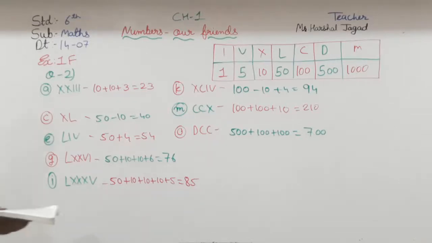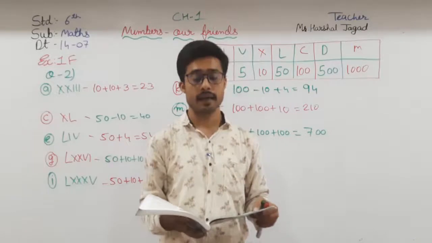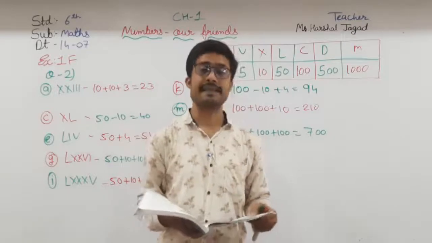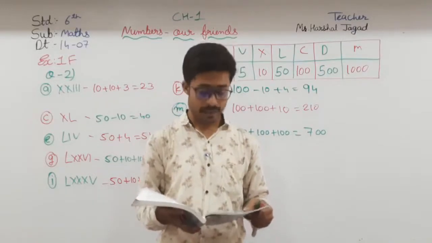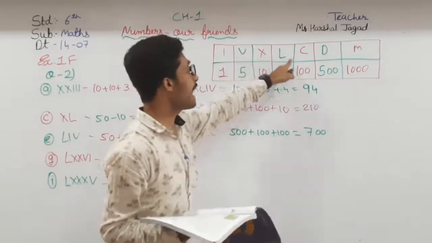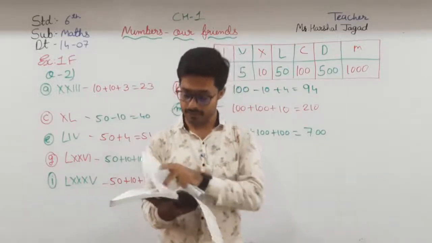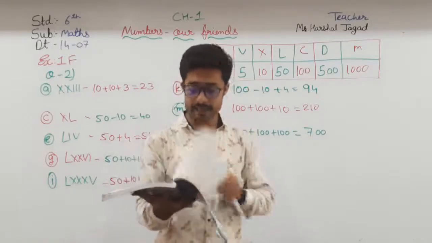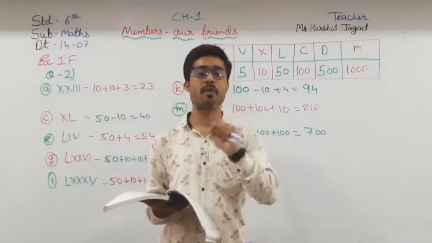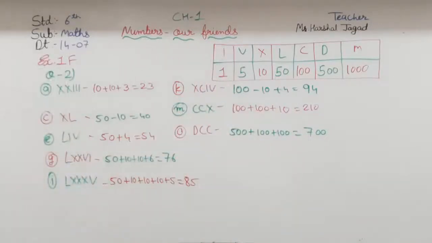Question number 3: which of the following is meaningless? Give reason to justify your answer. So here the first one, it is 10 plus 6, that is 16, so it is good. Then after that, B, that is XVV. First of all, V, L and D cannot be repeated. So according to rule number 3, V, L and D cannot be repeated. In B, you can see V is repeated twice, so that cannot be. So B is meaningless. I am just writing that.